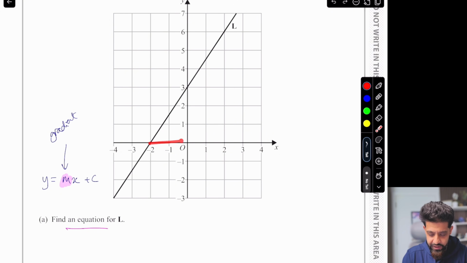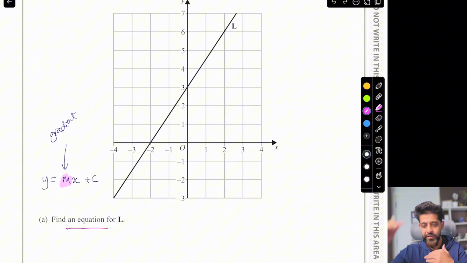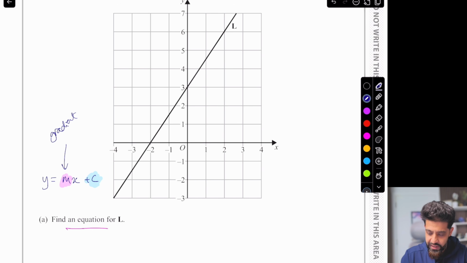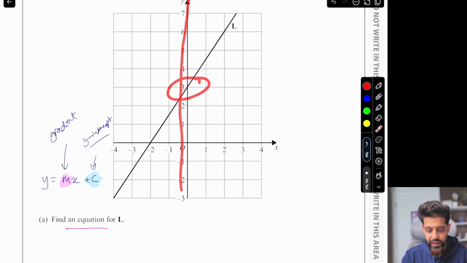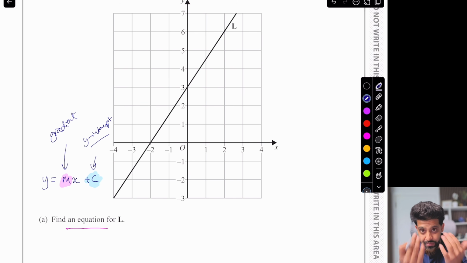So how to find the gradient is to draw a right angle triangle underneath, not that one. I'll show you when I do it. And you just find the difference in the y divided by the difference in the x. Then the C. The C is where it cuts the y-axis, the y-intercept. So this is the y-axis. Where does this line cross the y-axis? Right there. So we've got that straight away just by sight.